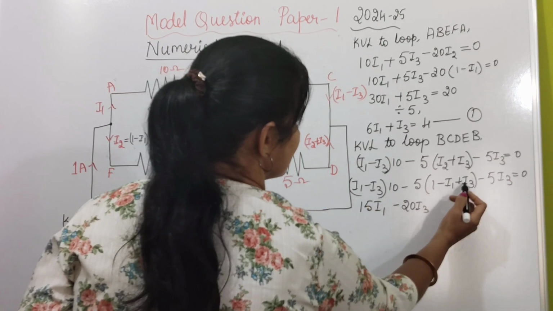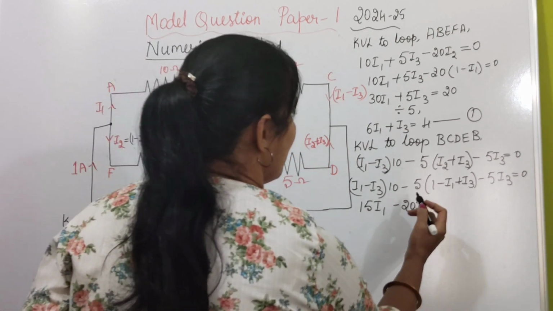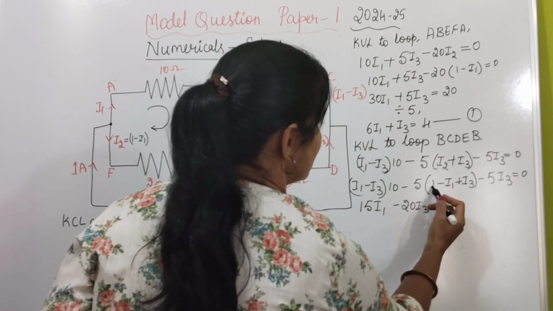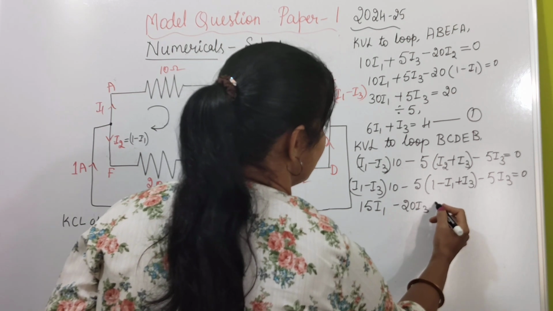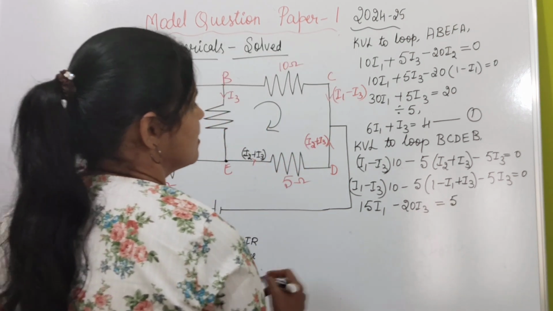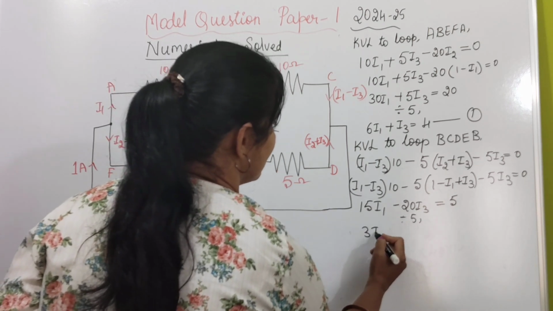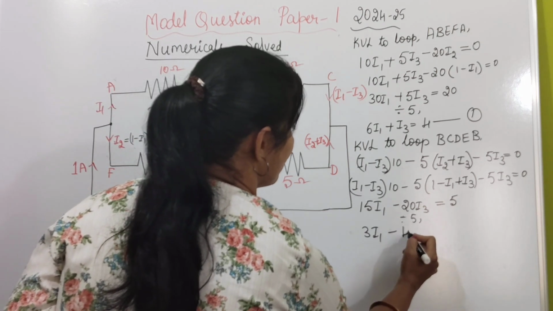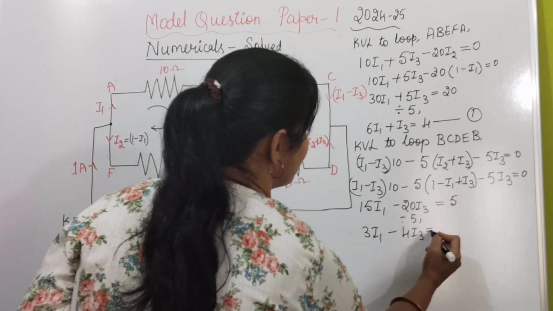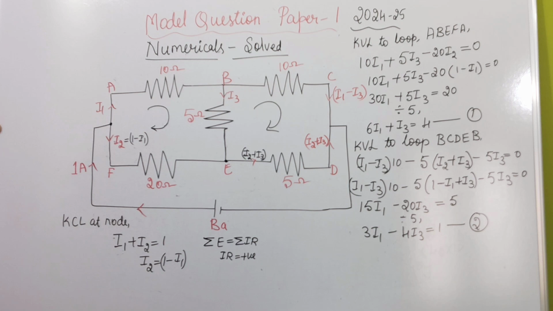Minus 10, minus 5, 15, minus 5, minus 20 I3. And 5 into 1 is 5. So minus 5 comes to this side, it becomes plus 5. So simplify it further, divided by 5 on both sides. So that is 3I1 minus 4I3 is equal to 1. Call it equation 2. Is this clear?